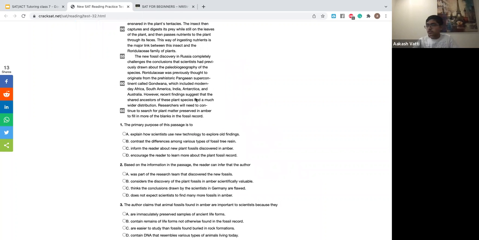The primary purpose of this passage is to explain how scientists use new technology to explore old findings. No, it's about how a plant was preserved in amber and how it helped the scientific world. Contrast the differences among different types of fossil tree resin. Nope, only talks about one type, amber. Inform the reader about new plant fossils discovered in amber. That it does do. Encourage the reader to learn more about the plant fossil record. No, it does not. It doesn't say anywhere that readers should do it. Therefore, C is our answer.